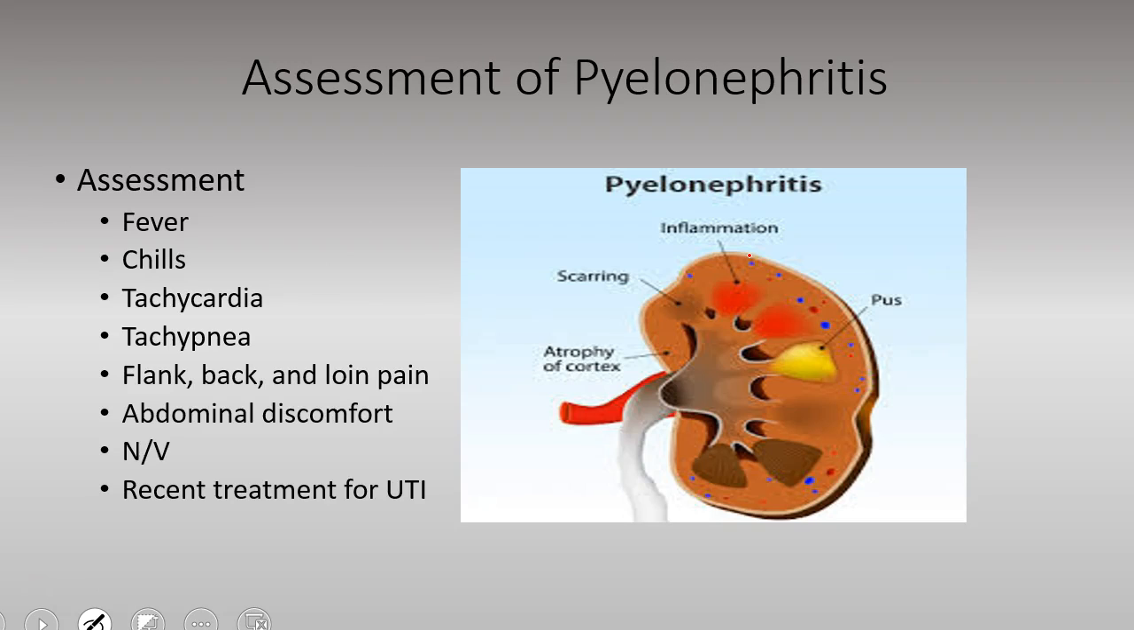So the assessment of pyelonephritis is fever, chills, tachycardia, tachypnea, flank pain, back pain, loin pain, abdominal discomfort, nausea, vomiting, and recent treatments of UTIs. So for pyelonephritis in this picture, it basically is little inflammations, or it could also be little pus pockets or abscesses. Basically, it's anything that's actually happening to the kidney themselves. It's affecting the actual organ.